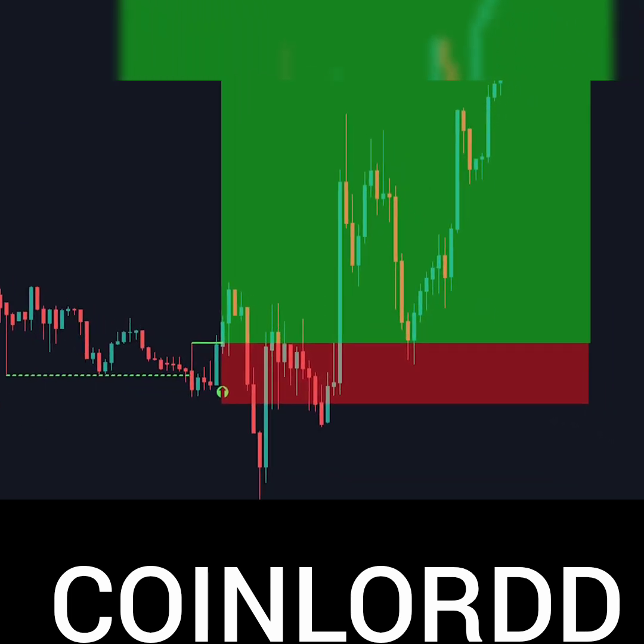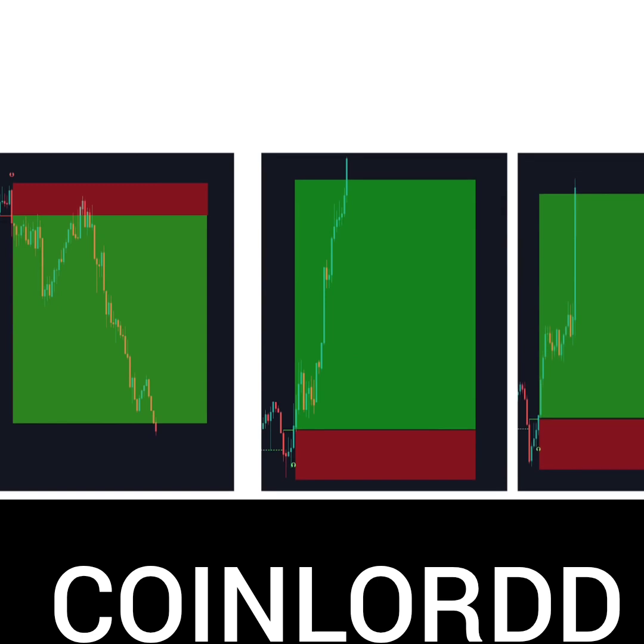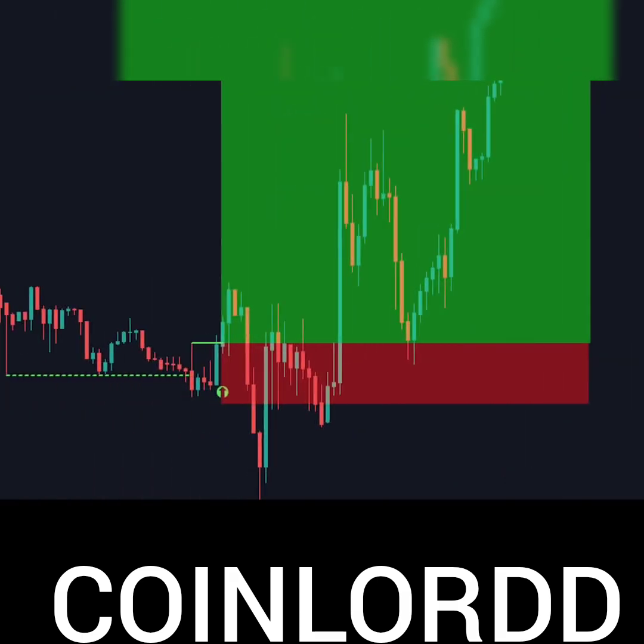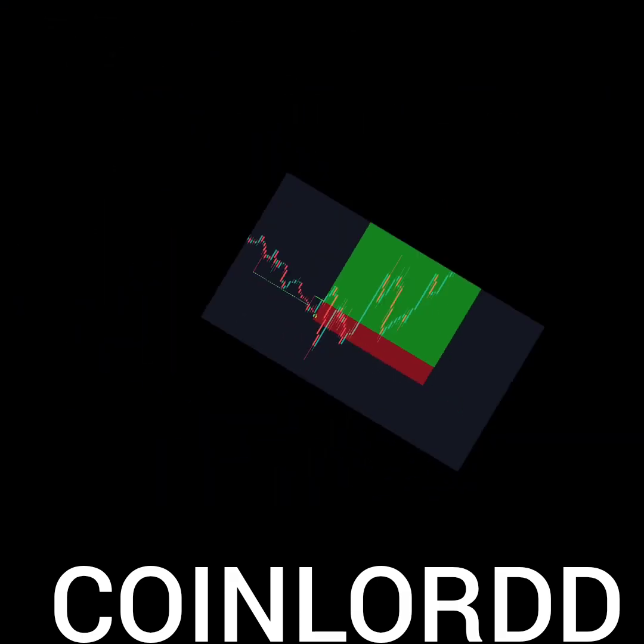So sure, we lost this trade, but if we compare it to all of our winners with these huge massive wins, this loss is really just a pebble. That's what makes this strategy so profitable.